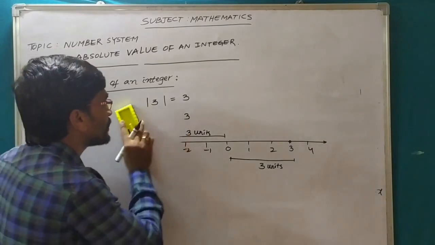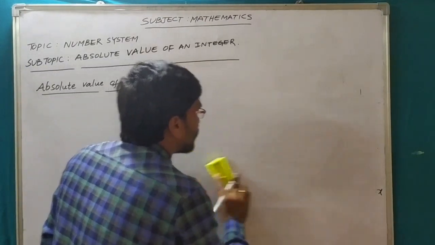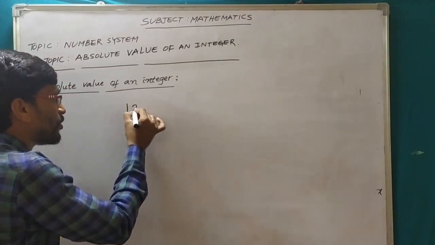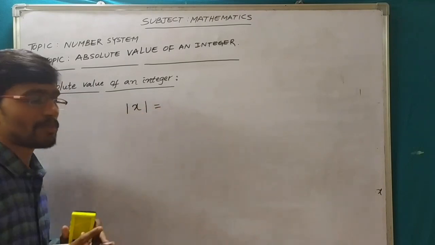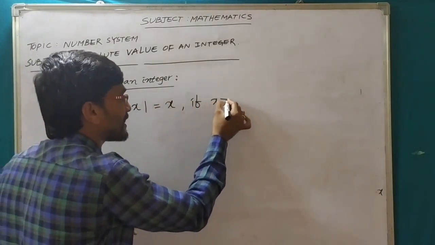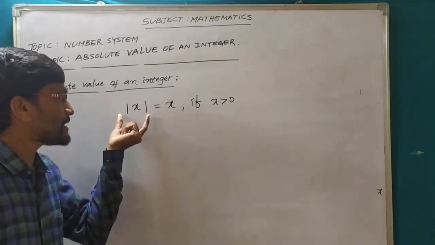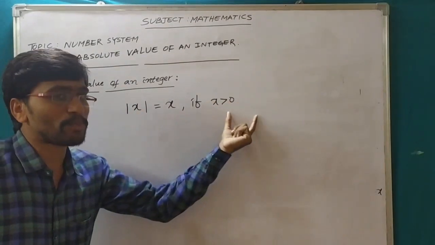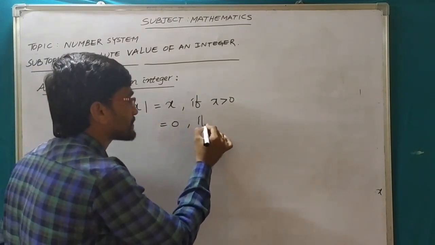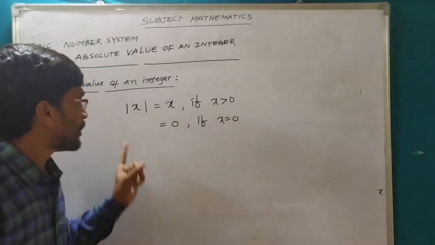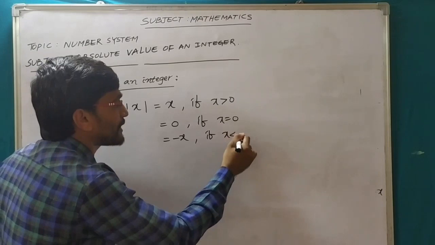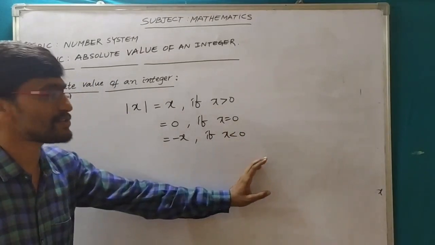Okay. So here the absolute value of an integer is defined as modulus x is equal to x if x is greater than 0, or x is positive. Modulus x is equal to 0 if x is equal to 0. Modulus x is equal to minus x if x is negative, if x is less than 0.